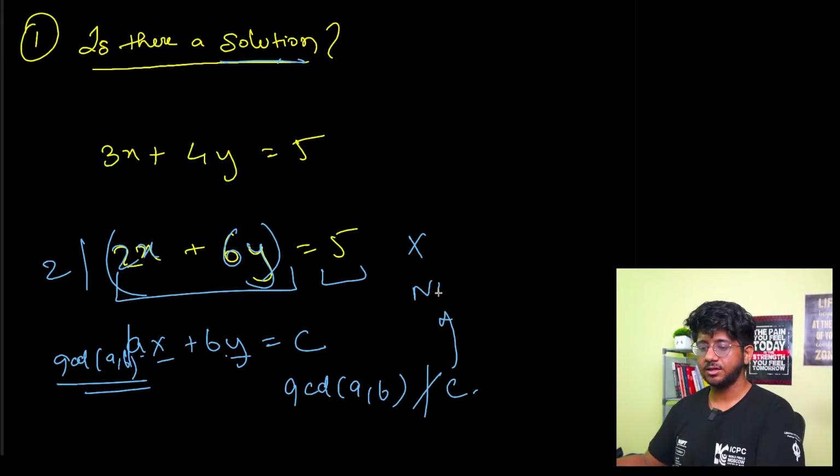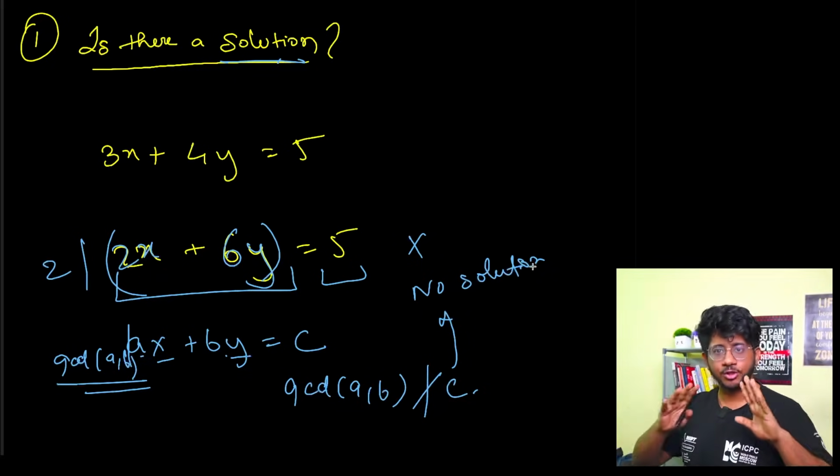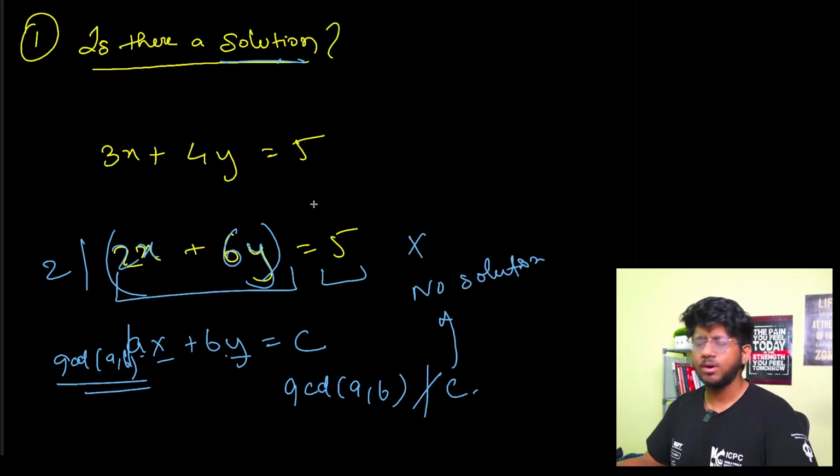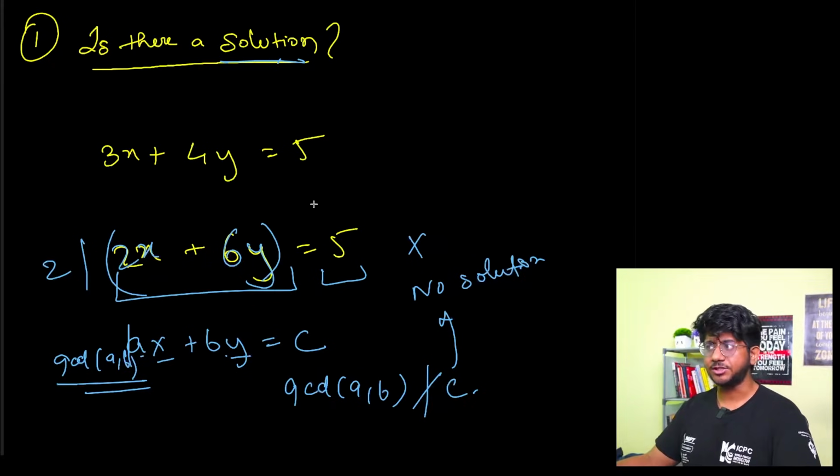We can simply say no solution, right? If it does not divide, there is no solution for sure. We can tell that, right? What if it does divide? So the necessary condition for having a solution is that it should divide.